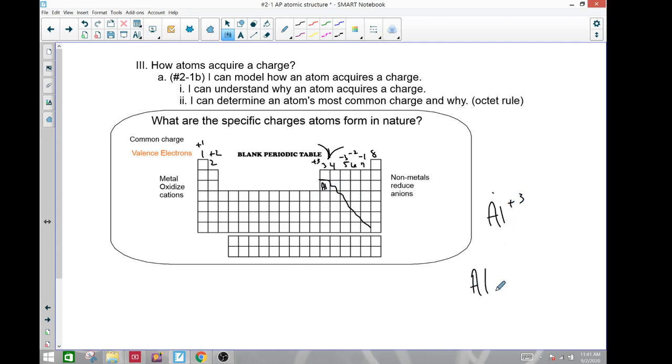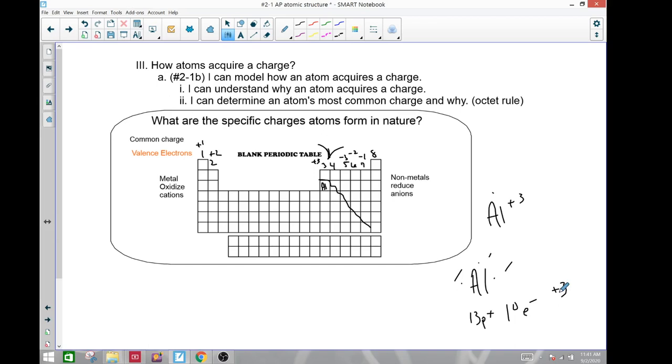In order to get to a more stable configuration, it loses these 3 electrons, leaving behind an ion that's a positive 3. So it's got 13 protons, and therefore it's going to have only 10 electrons. And there you go. Okay, that's a positive 3 charge.